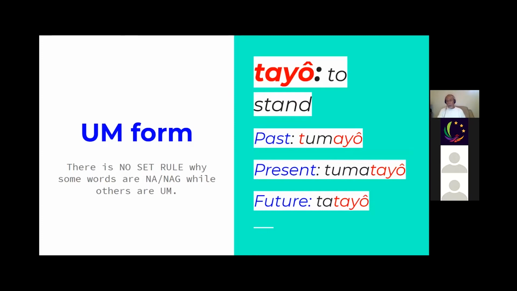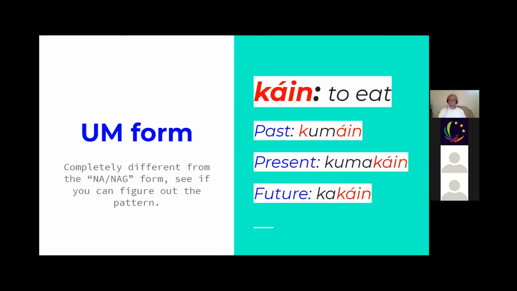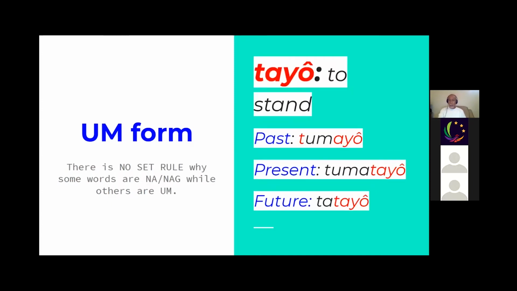How about you, Sophie? What do you notice? For the present, is "um" put in between the letters of the first syllable, or is it always that there's an A added? That's a good question. Let's see. Here you go. Kumakain, kain, right? Keep that thought. Keep that question. Okay, keep that question. How about the future? Did any of you notice anything on the future?